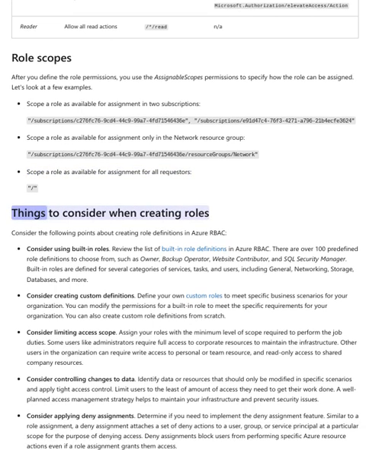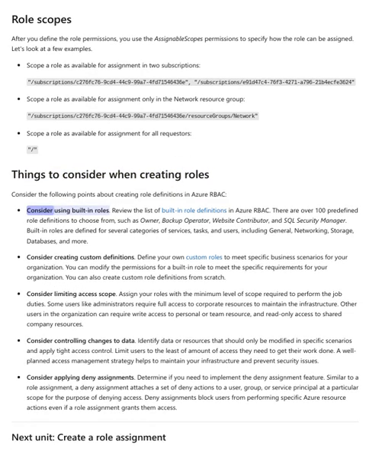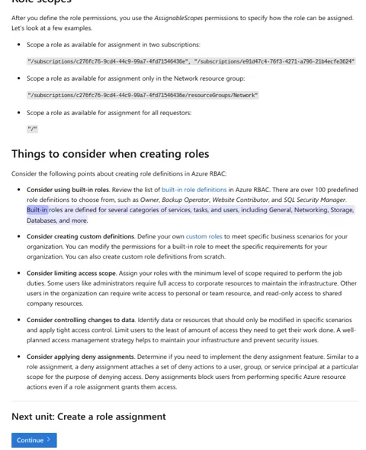Things to consider when creating roles. Consider the following points about creating role definitions in Azure RBAC. Consider using built-in roles. Review the list of built-in role definitions in Azure RBAC. There are over 100 predefined role definitions to choose from, such as owner, backup operator, website contributor, and SQL security manager. Built-in roles are defined for several categories of services, tasks, and users, including general, networking, storage, databases, and more.